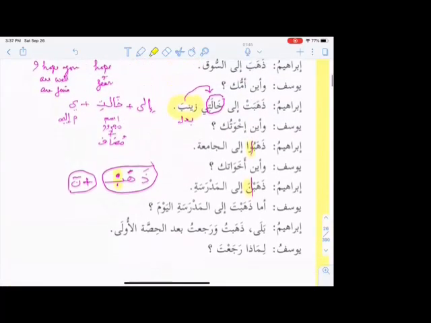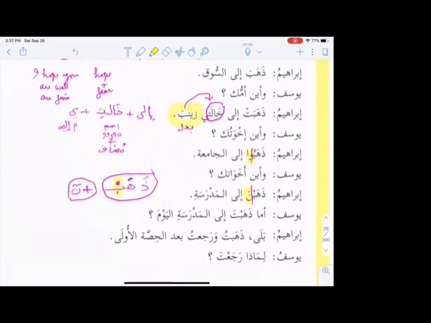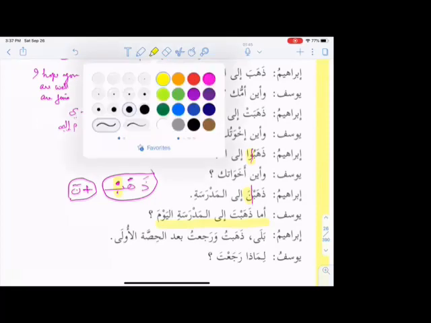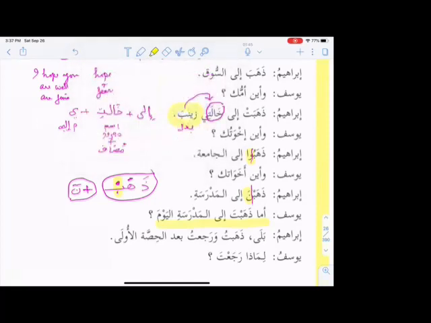Fine. Now here is the question. Yusuf, his uncle, is asking, أما ذهبت إلى المدرسة اليوم؟ Ma, did you not go to the school today? أما ذهبت? He went. So then the answer is Bala. What is the meaning of Bala? Did you not go to the school today? Bala. I did. Indeed, I ذهبت ورجعت.